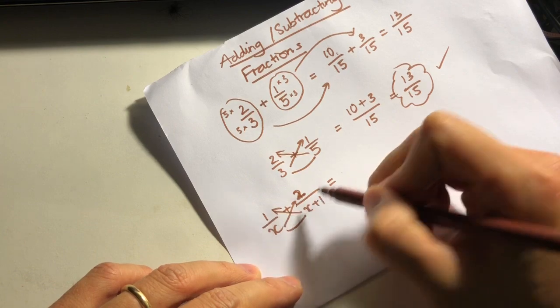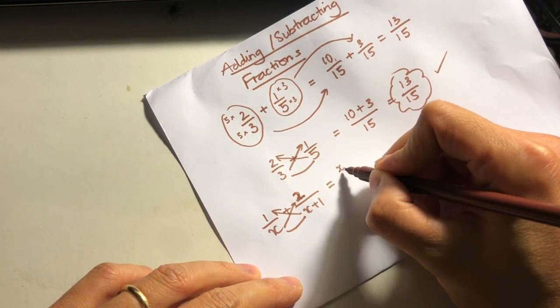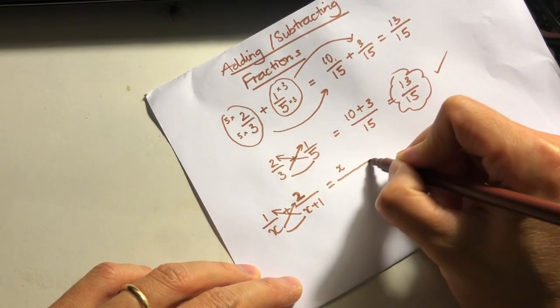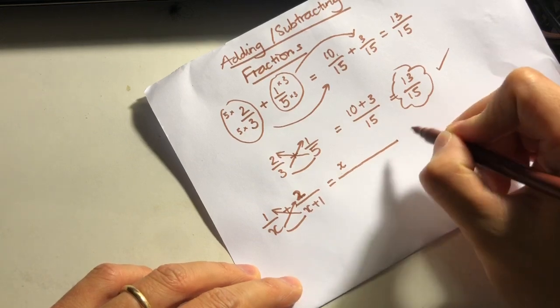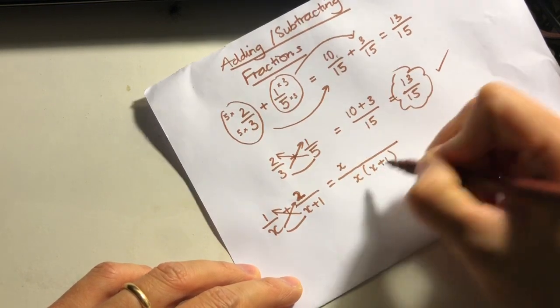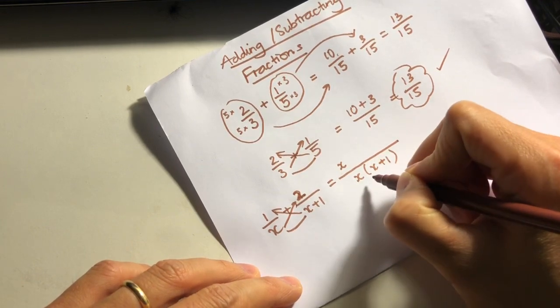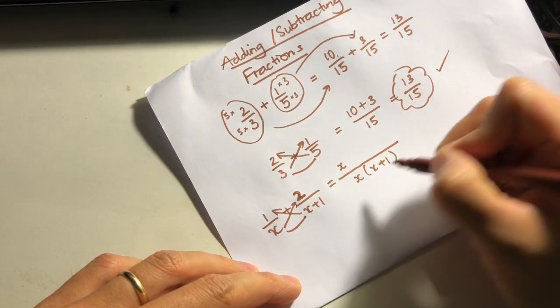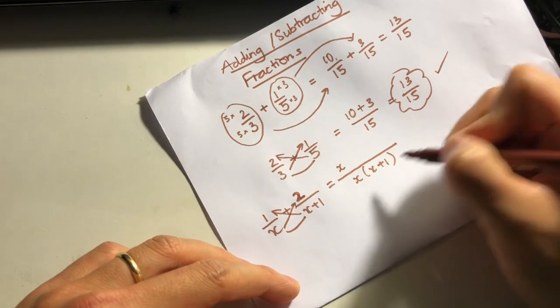So 1 times x plus 1 is just itself. Or actually, we gotta take care of the bottom first. So make a very long fraction. Then you do x times x plus 1. Obviously, you don't have to do anything here because there's nothing we can do really, right? So just x times x plus 1.